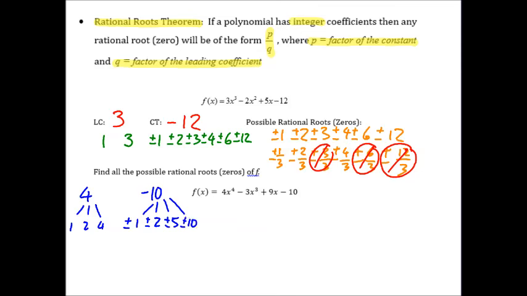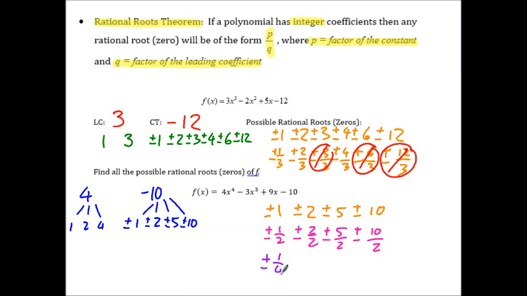So now let's go ahead and write out all our possible quotients that could be rational roots of this function. We're going to take the list of the factors of the constant, divide it each time by one of the factors of the leading coefficient. Starting with dividing by 1, we get plus or minus 1, plus or minus 2, plus or minus 5, plus or minus 10, all divided by 1, so we don't have to make any changes here. And then let's take the same list and divide it by 2. Plus or minus 1 half, plus or minus 2 halves, plus or minus 5 halves, plus or minus 10 halves. And one more time, the same thing, all divided by 4. Plus or minus 1 fourth, plus or minus 2 fourths, plus or minus 5 fourths, and plus or minus 10 fourths.